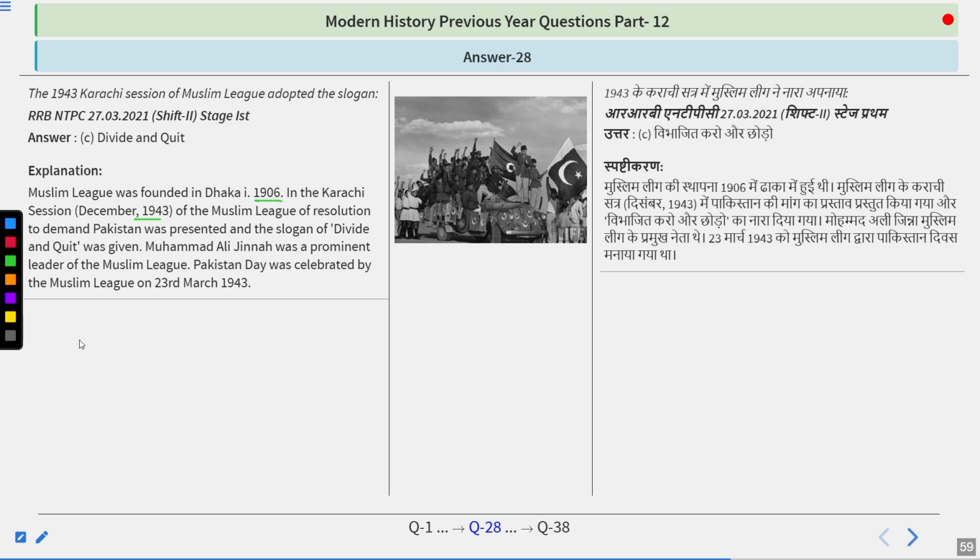So this was the time when they particularly gave the slogan divide and quit. They must have been influenced by the slogan divide and rule, or divide and do or die, because the slogan they gave was not appropriate at that time, as the freedom fighters of India were fighting against the Britishers with the Quit India movement, and on the other side they were giving this slogan divide and quit. So the 1943 Karachi session of Muslim League adopted the slogan.